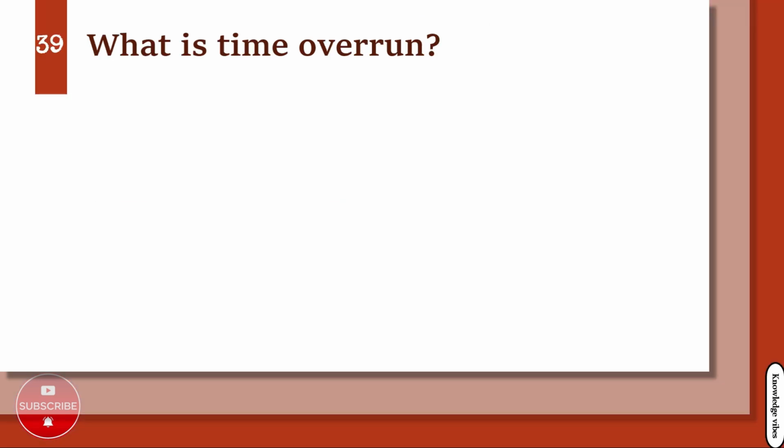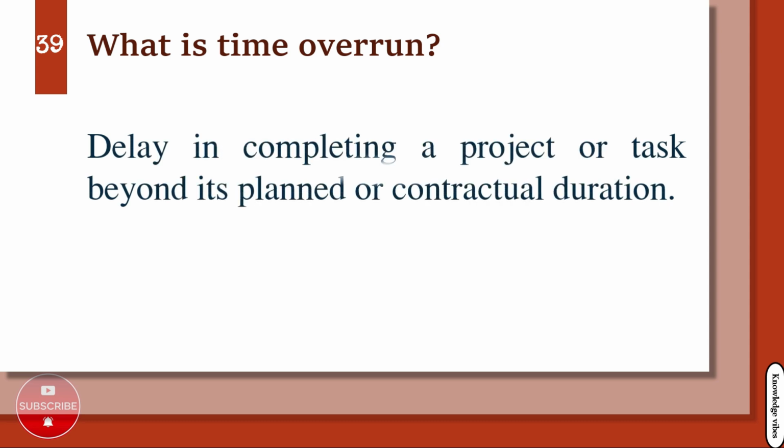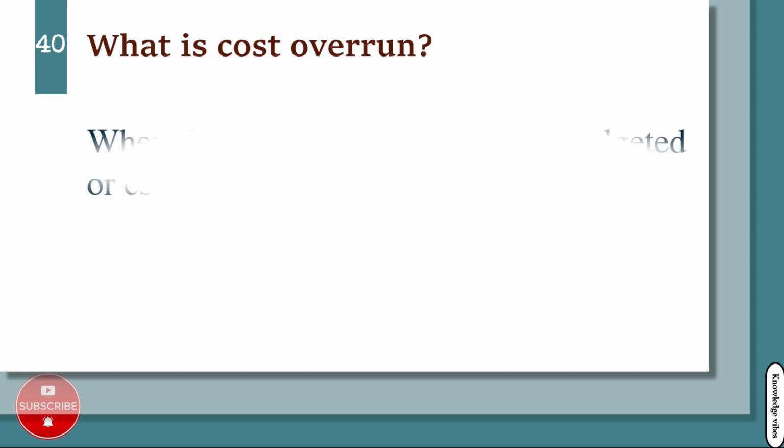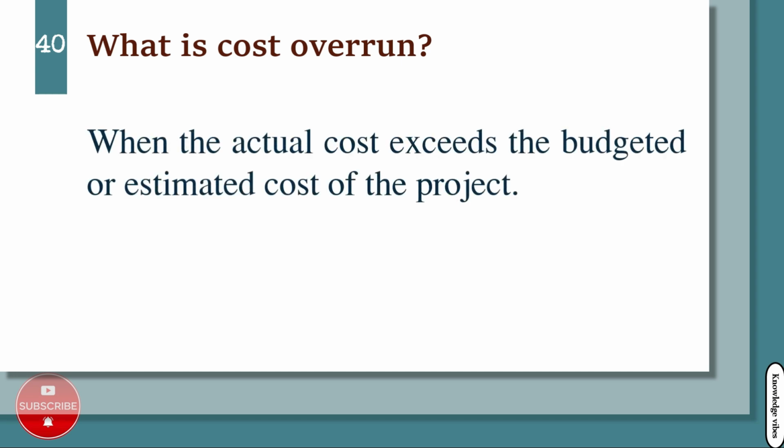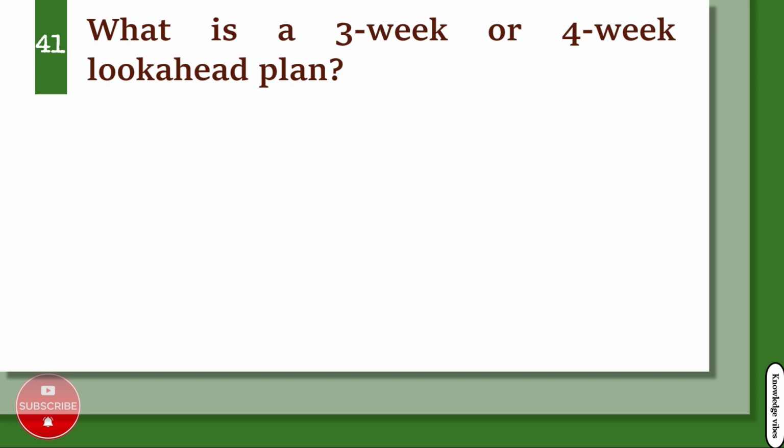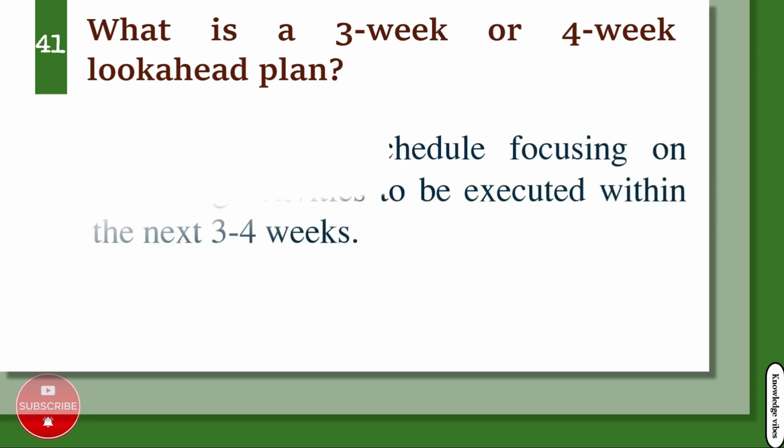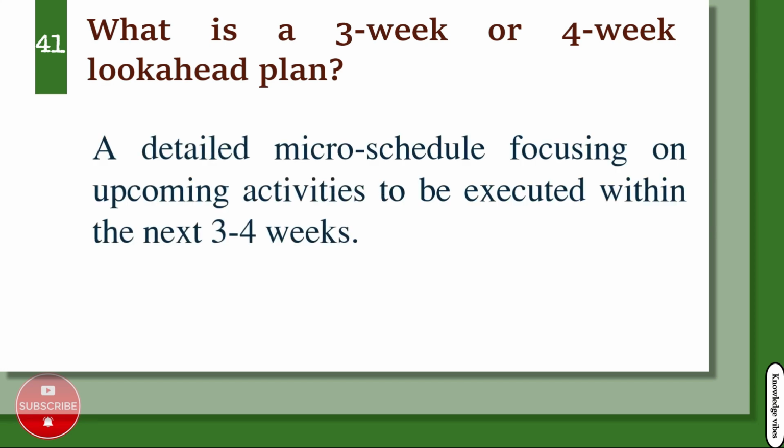What is time overrun? Delay in completing a project or task beyond its planned or contractual duration. What is cost overrun? When the actual cost exceeds the budgeted or estimated cost of the project. What is a 3-week or 4-week look-ahead plan? A detailed microschedule focusing on upcoming activities to be executed within the next 3 to 4 weeks.